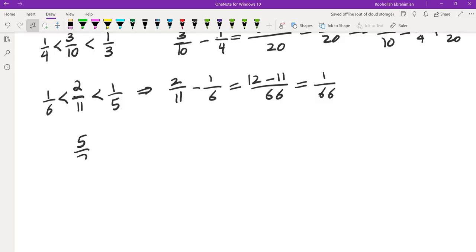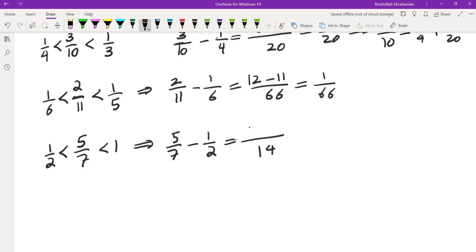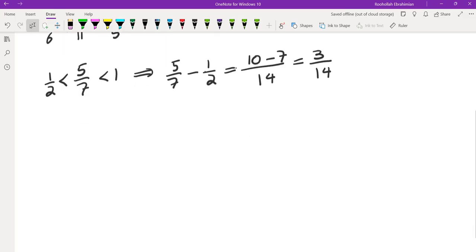For example, if you try 5/7, that is between 1/2 and 1. And when you try 5/7 minus 1/2, the denominator is 14. That becomes 10 minus 7, which is 3/14. Now, can I do the same thing for 3/14? Well, this is less than 1/3. Is it less than 1/4? It is also less than 1/4, and it is greater than 1/5.